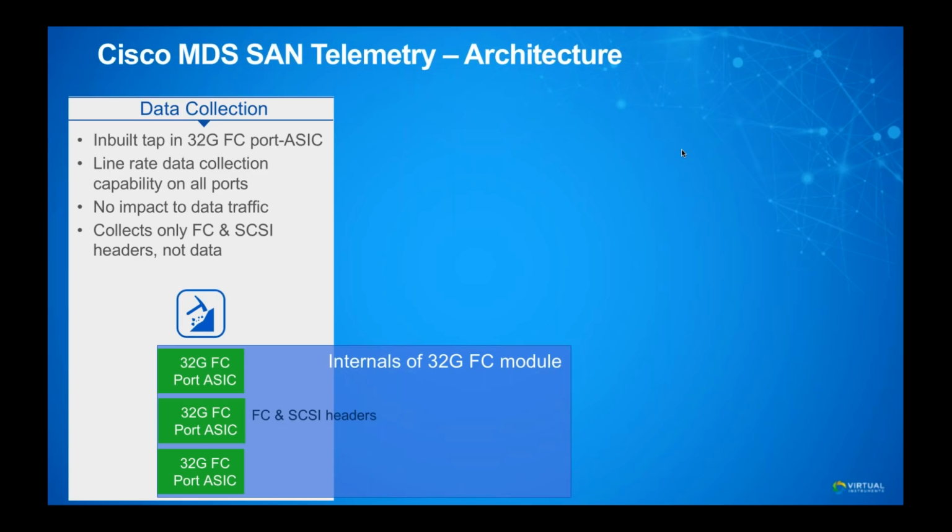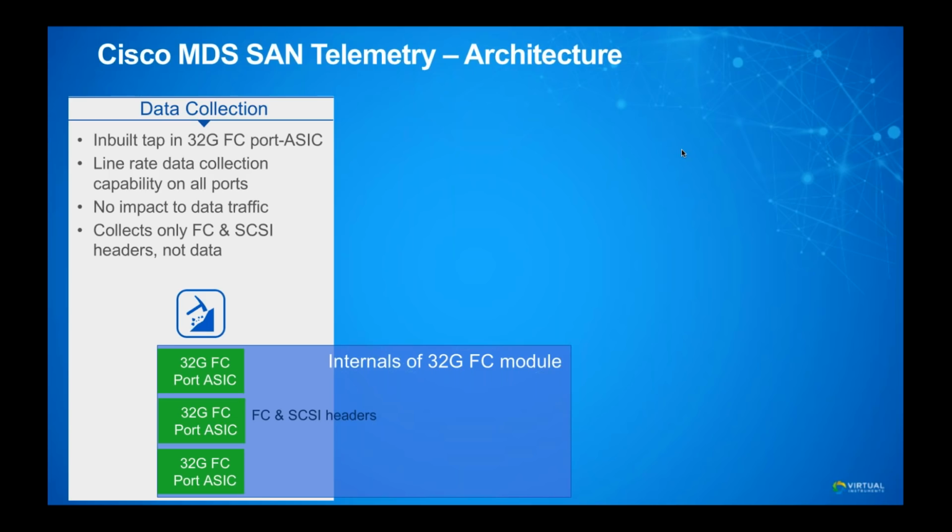Now, to explain the architecture, I generally divide this into 3 big buckets. The first big bucket is how we collect the data on the wire. For that purpose, we have the latest generation of Fibre Channel ASICs. These ASICs have an inbuilt tap inside. So along with switching of the frames from one port to another, these ASICs also perform a deep packet inspection of every single frame without any performance or feature penalty.